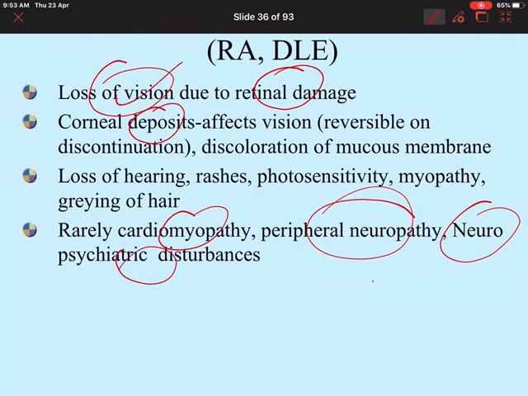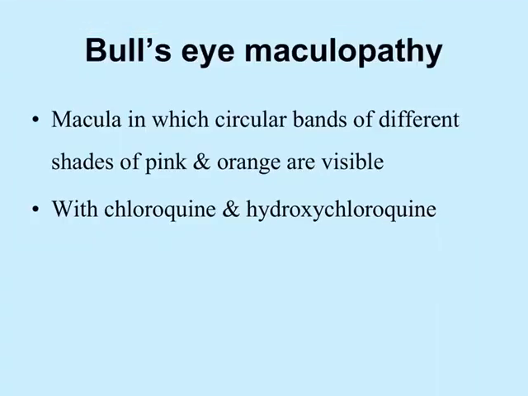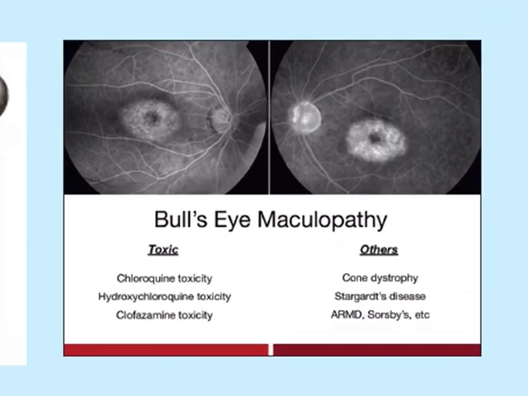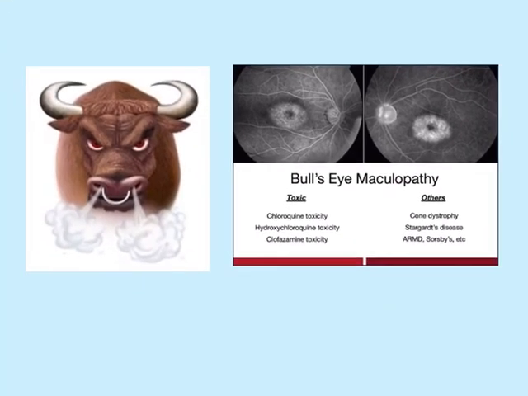Let's try to understand a little bit more about the retinal damage. One of the adverse effects of chloroquine is bullseye maculopathy. Let's try to see what a bullseye maculopathy is. Bullseye maculopathy happens due to chloroquine, hydroxychloroquine and clofazimine toxicity.